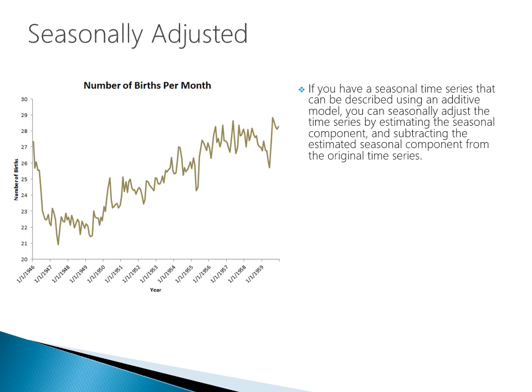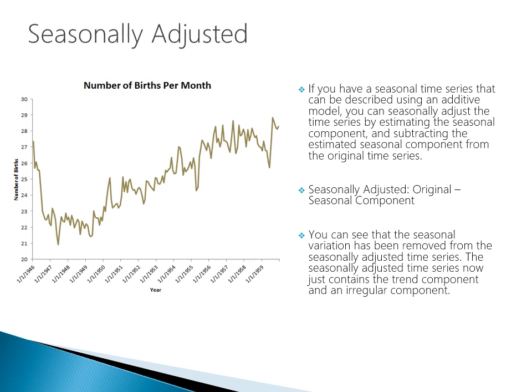If you have a seasonal time series that can be described using an additive model, you can seasonally adjust the time series by estimating the seasonal component and subtracting it from the original time series. So our seasonally adjusted series is our original minus our seasonal component. We can see that the seasonal variation has been removed from the seasonally adjusted time series, which now just contains the trend component and an irregular component. So by looking at this graph, we have now removed that seasonal pattern from the data.